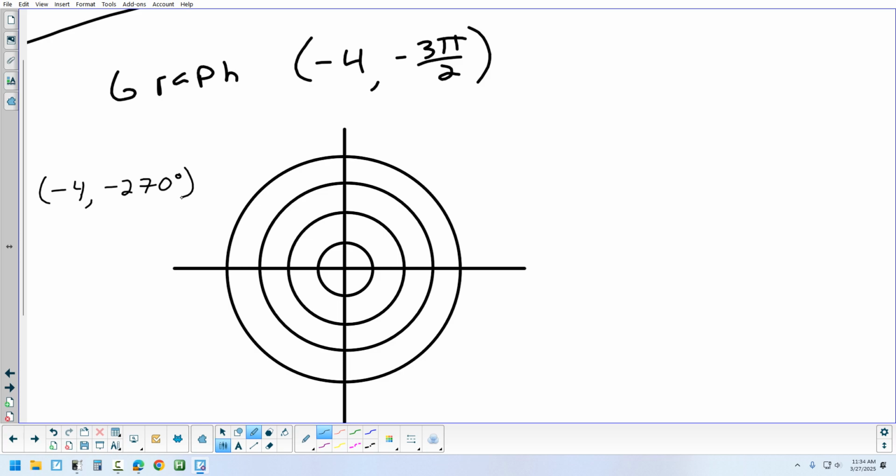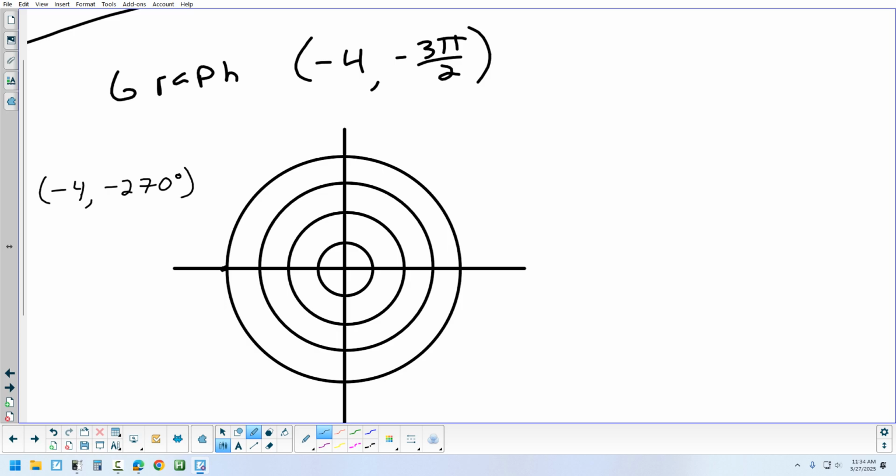How would I get to that one? Move left 4, 1, 2, 3. So I'm on the outermost circle, and then go clockwise 270 degrees. Clockwise 270. So where does that land me? On the 4th axis, the bottom axis. No, on the 90-degree axis.